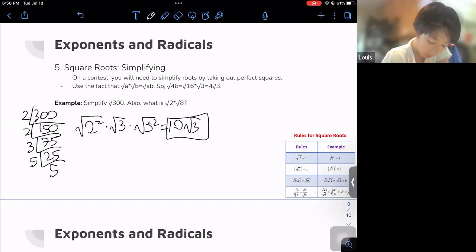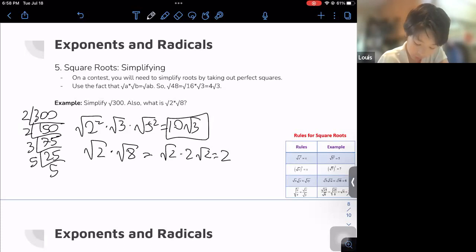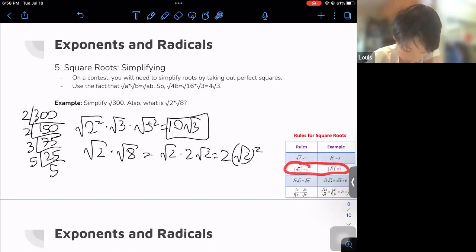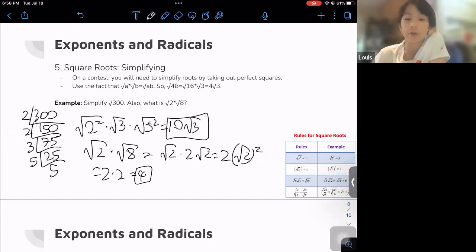For the second problem, it says root 2 times root 8, which is equal to root 2 times 2 root 2, which is just 2 times root 2 squared. And using this rule right here, we have that this is 2 times 2, which is 4. And that's our answer.